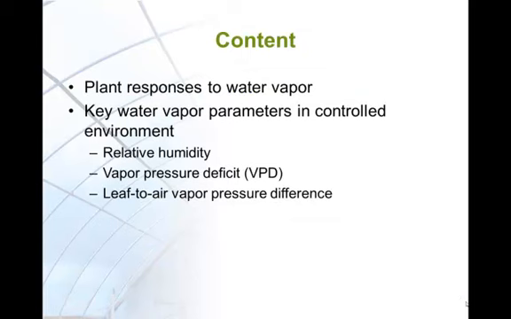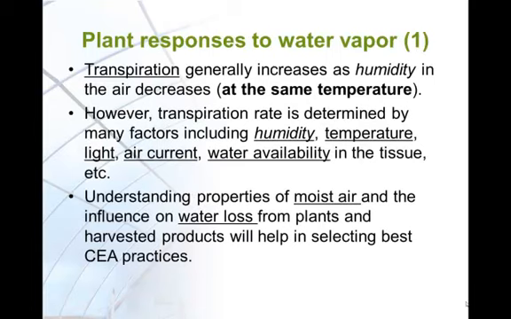The content of this presentation includes plant responses to water vapor and key water vapor parameters in controlled environment such as relative humidity, vapor pressure deficit, VPD, and leaf-to-air vapor pressure difference. So the following two slides summarize the plant response to water vapor. First of all, transpiration, as you know, generally increases as humidity in the air decreases.